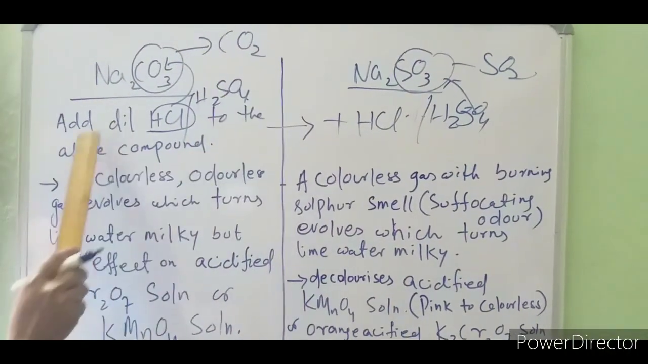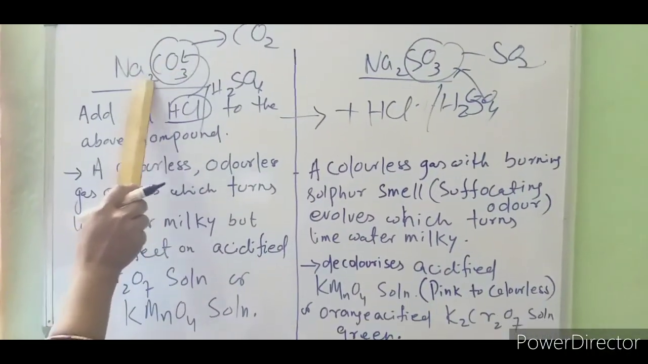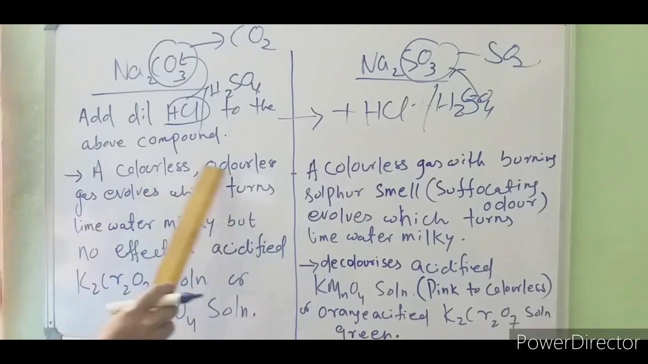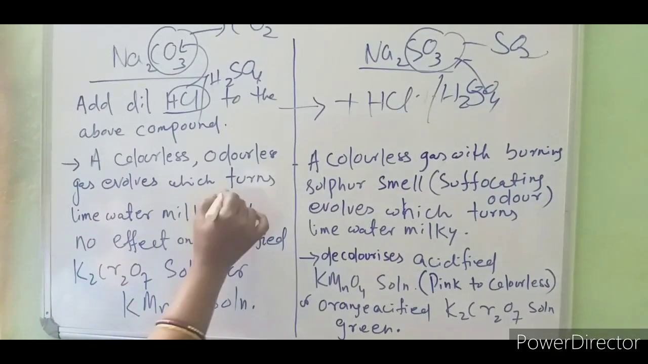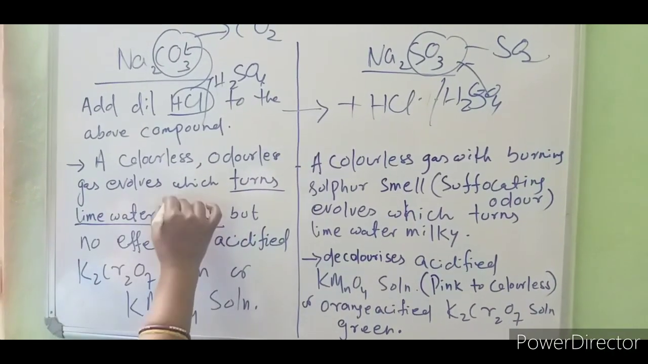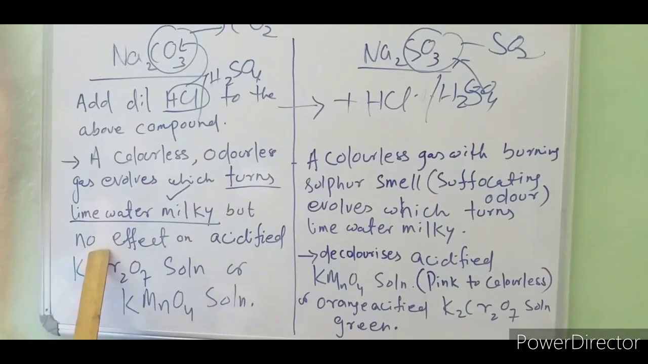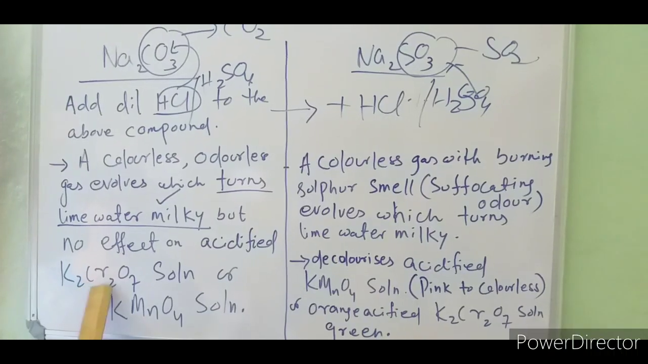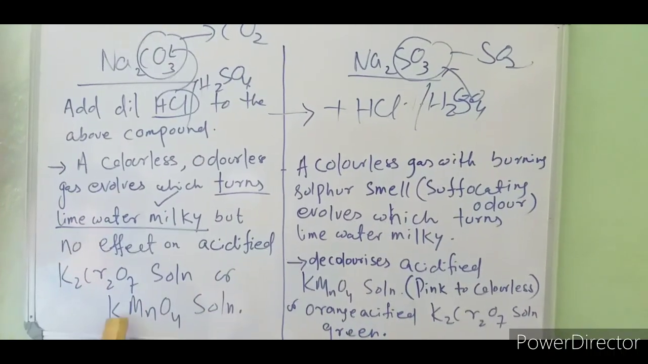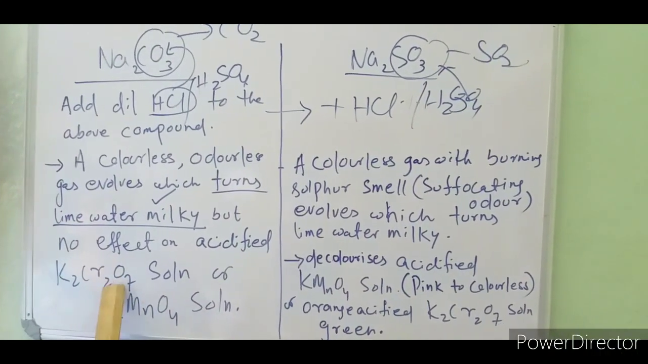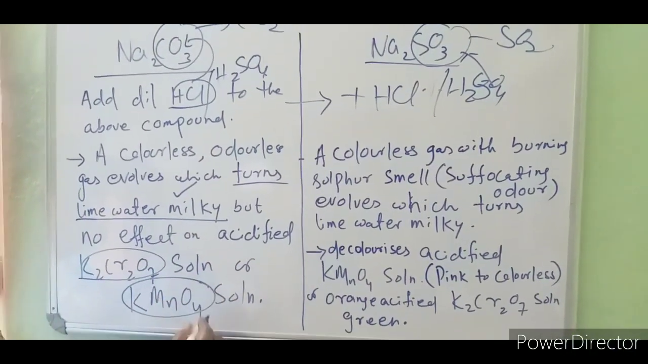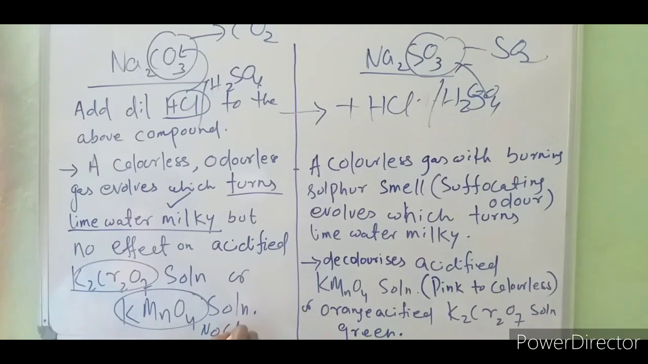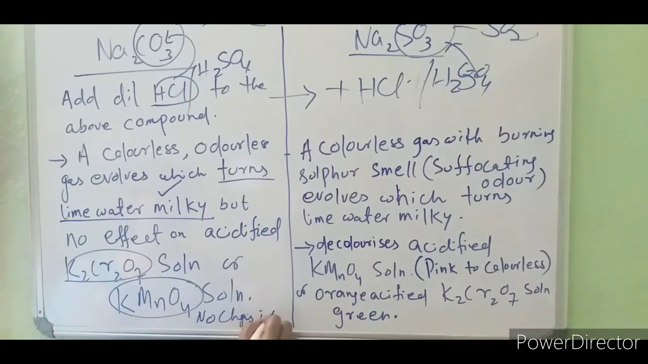So here what to write? When HCl is added to Na2CO3, a colorless, odorless gas evolves which turns lime water milky. This word is important, you have to mention this. But it has no effect on acidified K2Cr2O7 solution or KMnO4 solution. It does not change the color, no change in color.